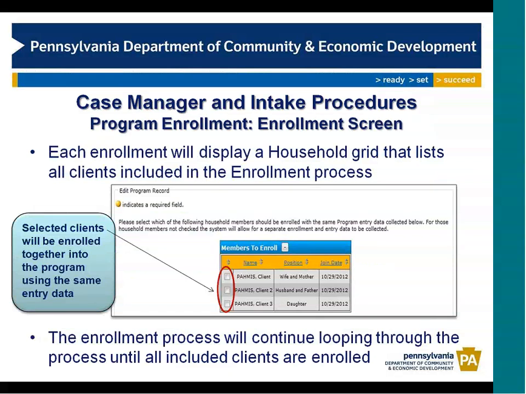Now, with the actual enrollment screen, along with having those data elements up at the top, basically it'll show every client that's been enrolled into the program. It's basically, again, our household selection list, where by default no clients are selected. Now, the system allows users to choose which clients are going to be enrolled into the program at the same time using the same exact information.